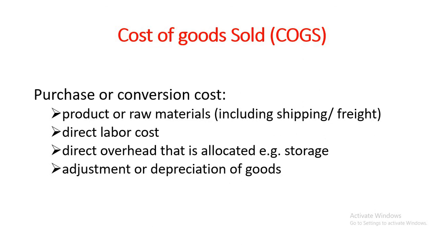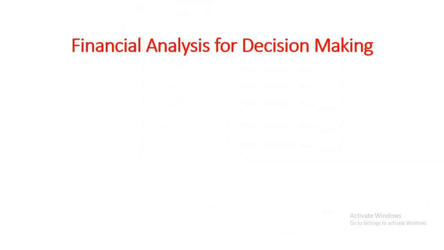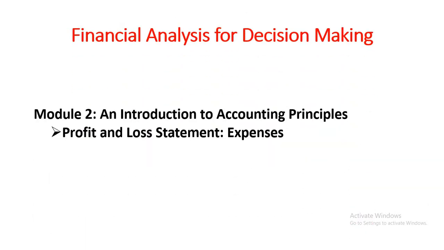And finally, we also need to consider adjustment or depreciation of goods. Some of its raw materials might be destroyed over time. Even the finished goods of Bata like shoes or bags might be destroyed or might decline in value over time. So Bata needs to consider depreciation. These costs will be considered as cost of goods sold. In the next lecture, we'll focus on the expenses of the profit and loss statement.